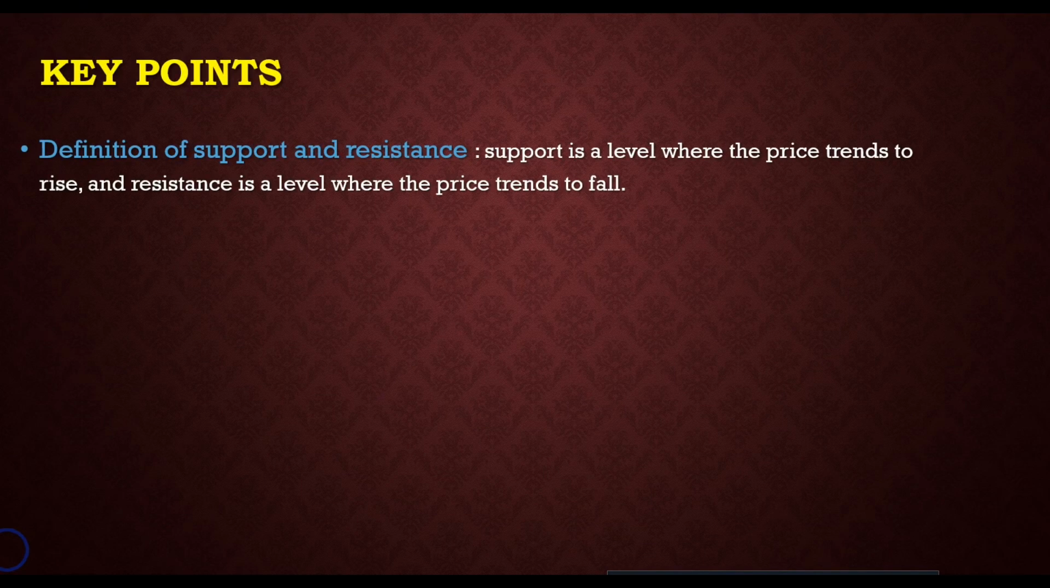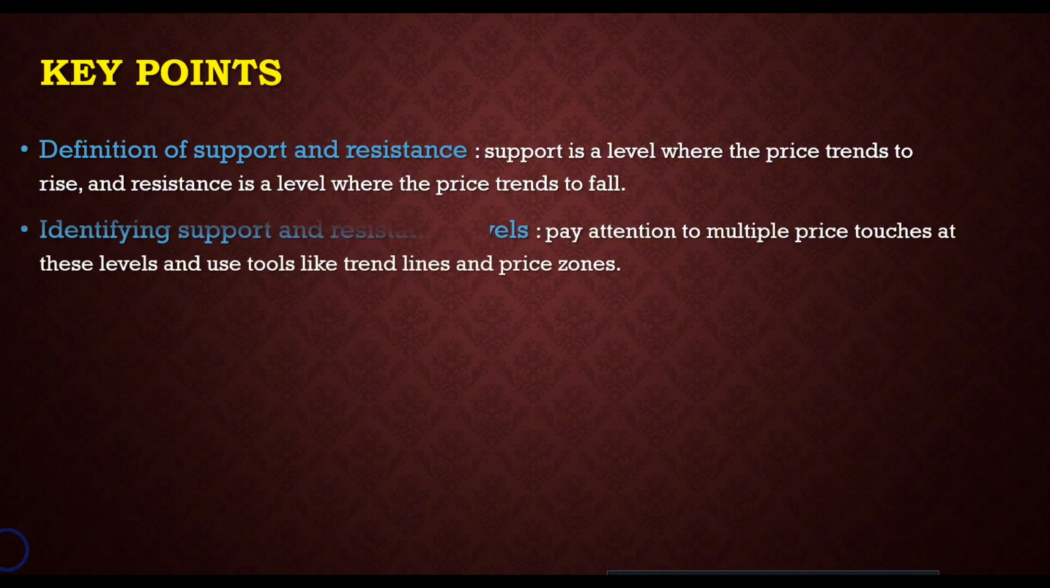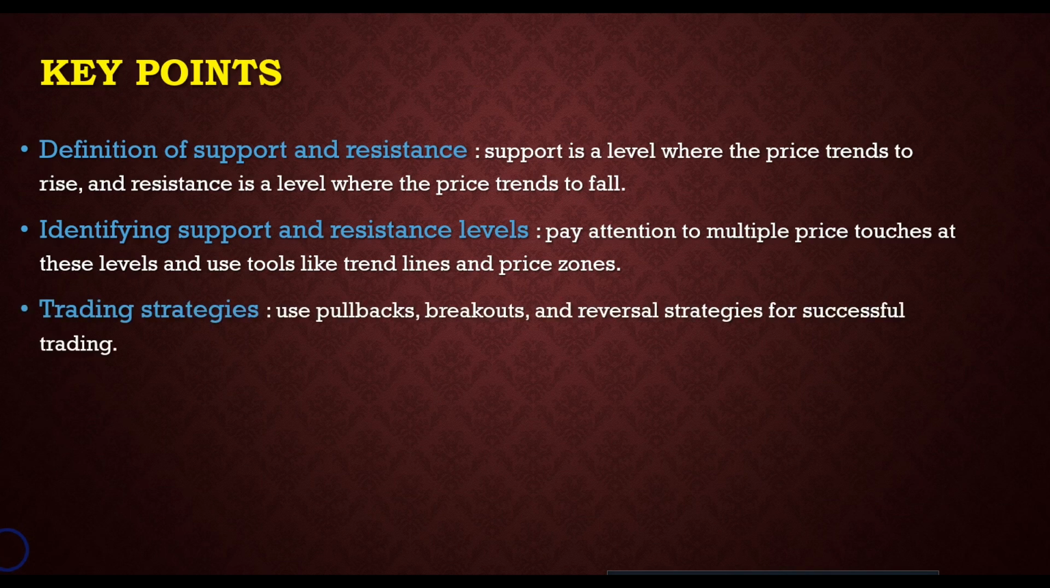Now that we have reviewed these points, let's quickly go over the key takeaways to summarize what we have learned. Definition of support and resistance. Support is a level where the price tends to rise, and resistance is a level where the price tends to fall. Identifying support and resistance levels. Pay attention to multiple price touches at these levels and use tools like trend lines and price zones. Trading strategies. Use pullbacks, breakouts, and reversal strategies for successful trading.